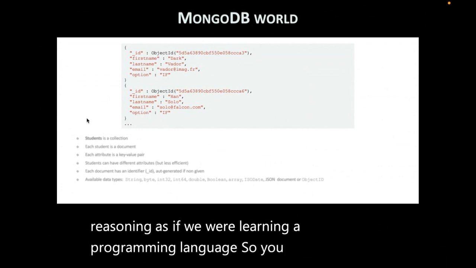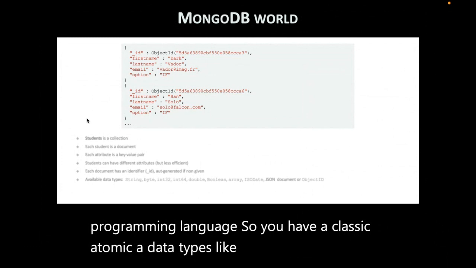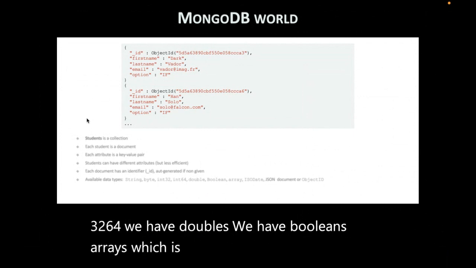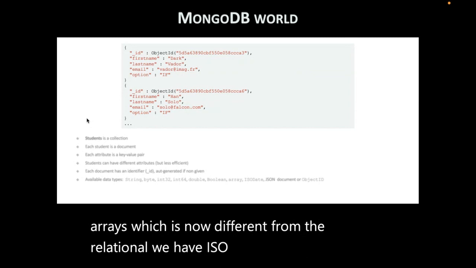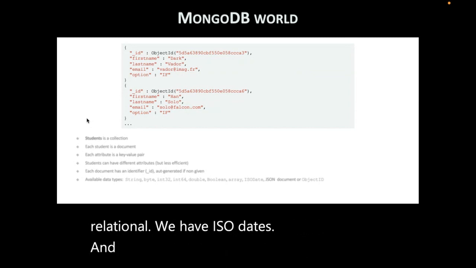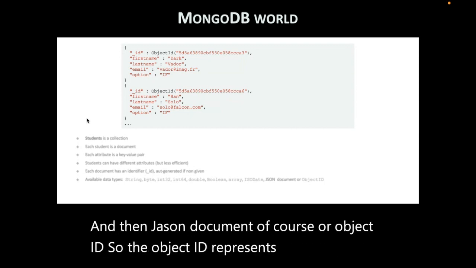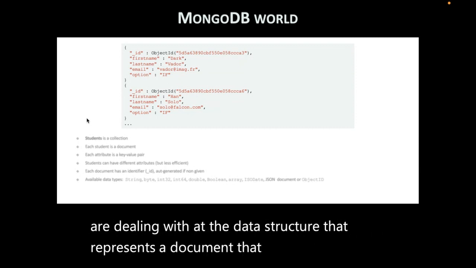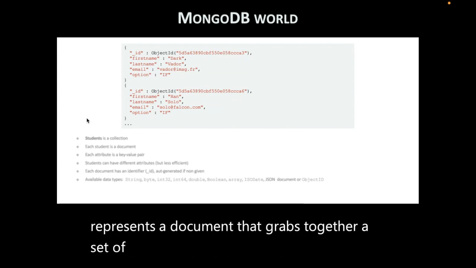So you have classic atomic data types like string, bytes, integer 32, 64. We have doubles, we have booleans, arrays, which is now different from the relational. We have ISO dates, and then JSON document, of course, or object ID. So the object ID represents the fact that you are dealing with a data structure that represents a document that grabs together a set of attribute key structures.